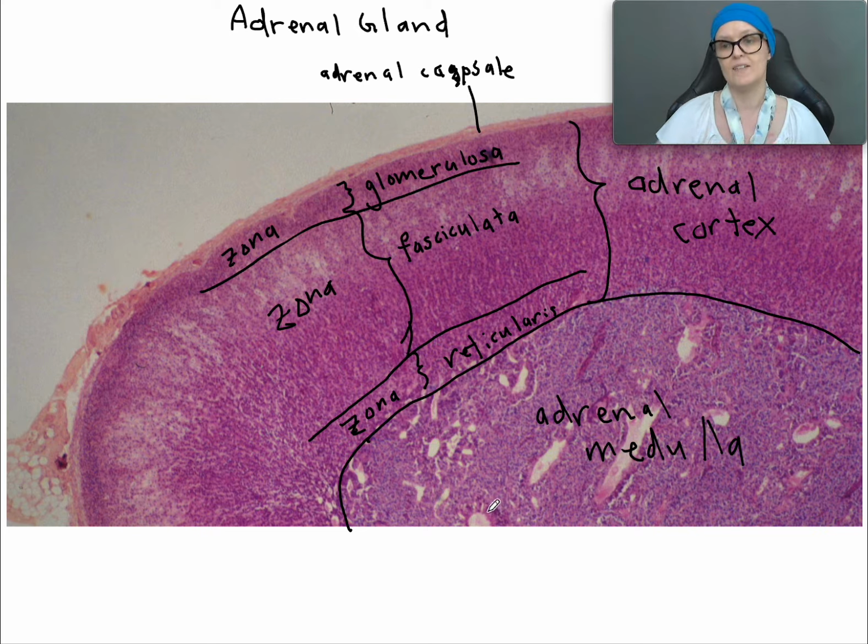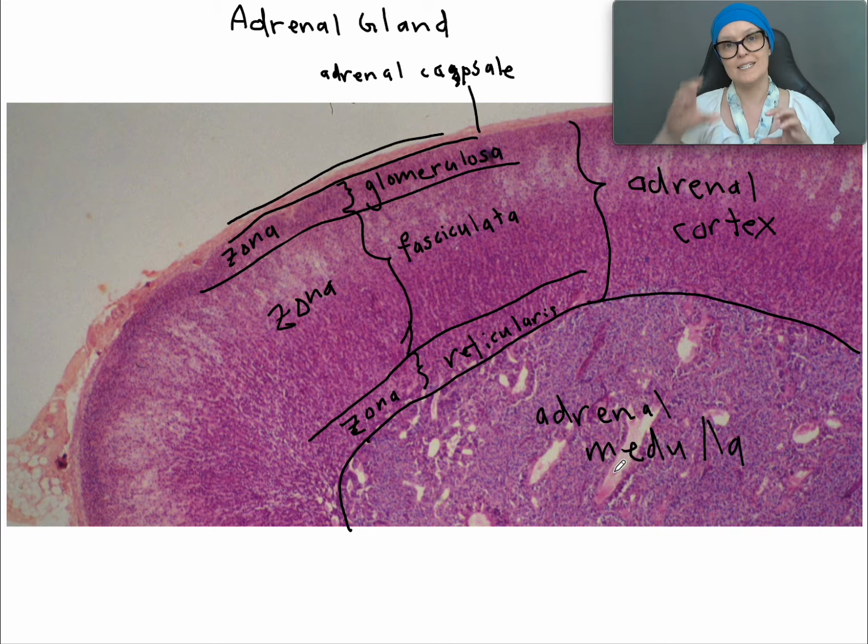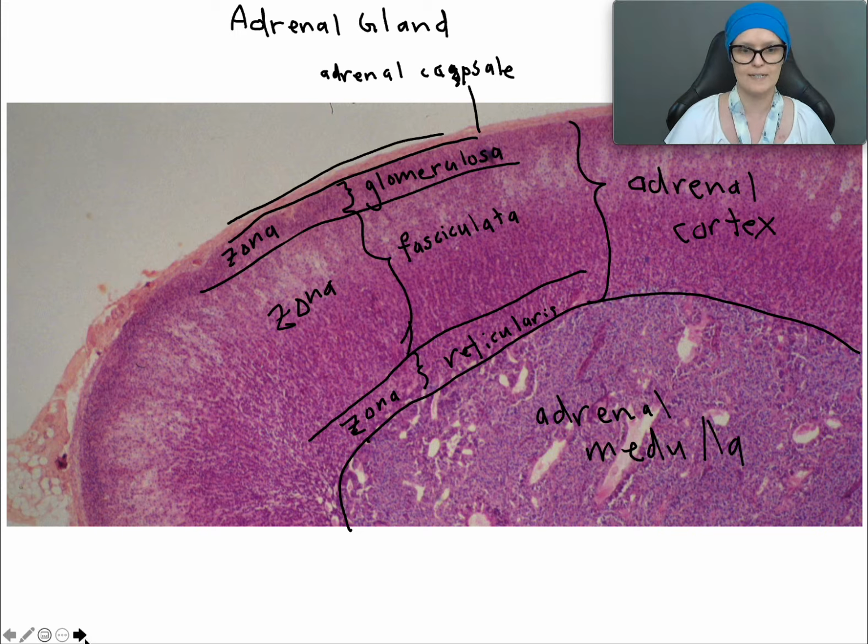here-ish. Now, on the slide you're looking at, you should be able to tell exactly where the adrenal capsule is and exactly where the adrenal medulla is. And if you can see just this much of it's the adrenal cortex, you may not be able to see exactly the difference, but you can proportion them out. The glomerulosa is small, the reticularis is small, the fasciculata is big, and it's the majority of it. Okay, next slide.